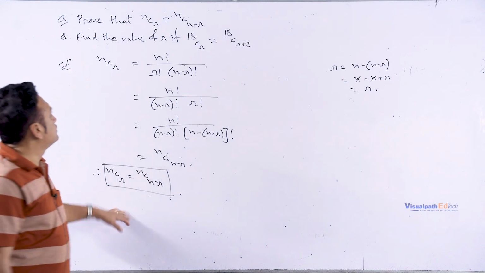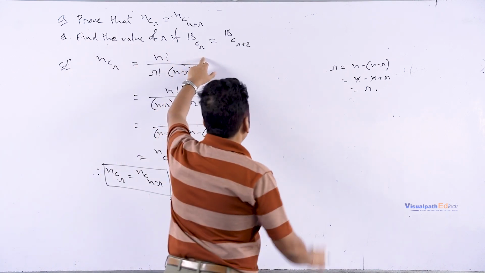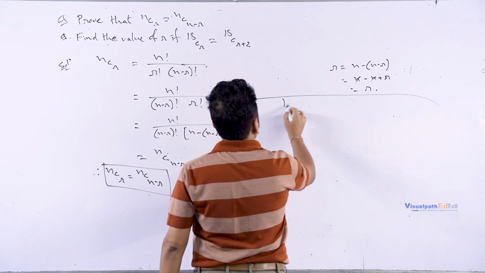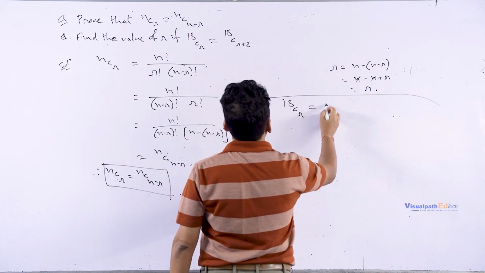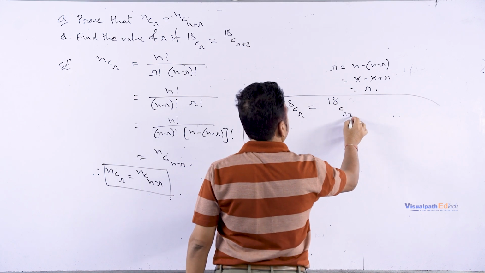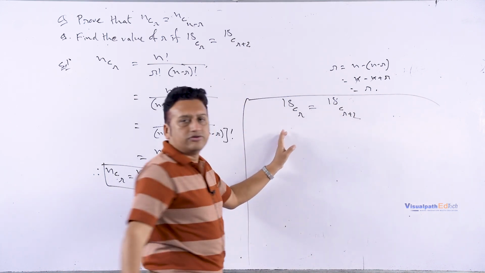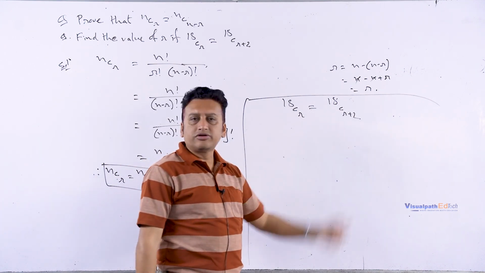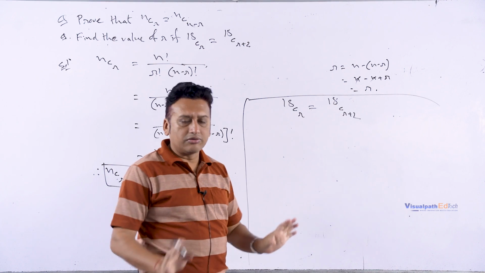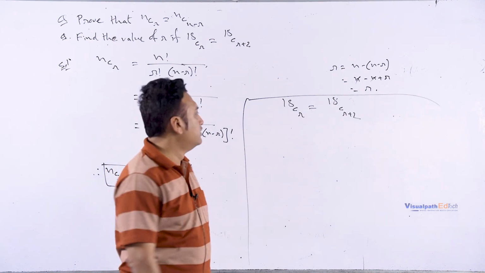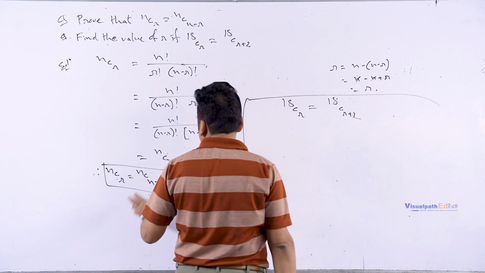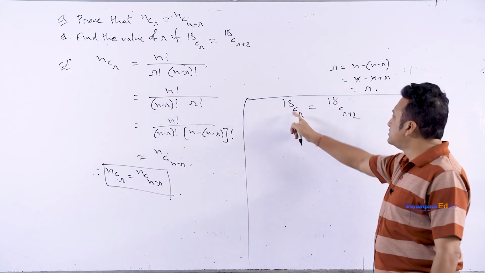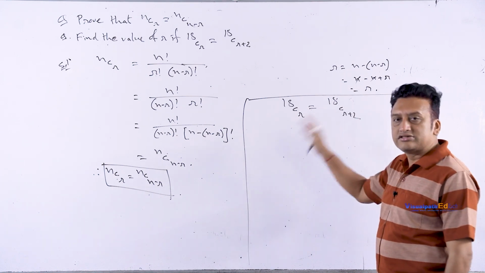Now, using this relation, I will show you how to find out the value of r in the second question. Second question says, if you have 18Cr is equal to 18C(r plus 2), question is find the value of r. Now, obviously, 18 are equal, but r cannot be equal to r plus 2. For no value of r, these two will be equal. Okay. So, what we will do is, we apply this very relation to any one side, either this side or this side, and the other side will remain the same.